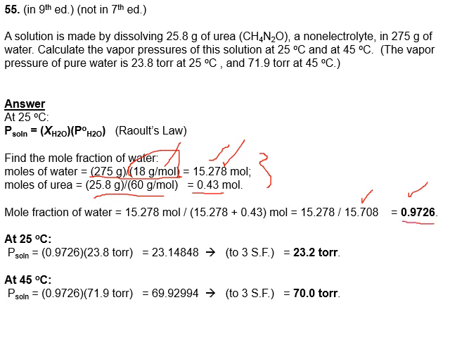0.9726, which we're then going to multiply in turn by the two different pressures at the two different temperatures, 23.8 and 71.9. For the first one, the lower one, we get 23.14, which we round to 23.2, and for the second one, we get 69.9, which we round to 70. Next slide.